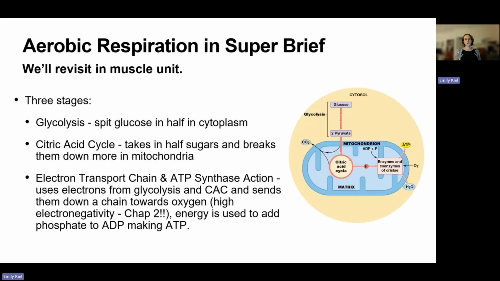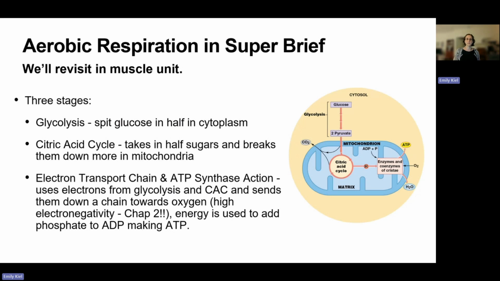So, a quick introduction and review of aerobic respiration. There are 3 main stages, so you might want to know where each stage takes place and, in general, what it's doing. The first stage is glycolysis. This occurs in the cytoplasm, in the cytosol, and we're going to split glucose in half into pyruvate.